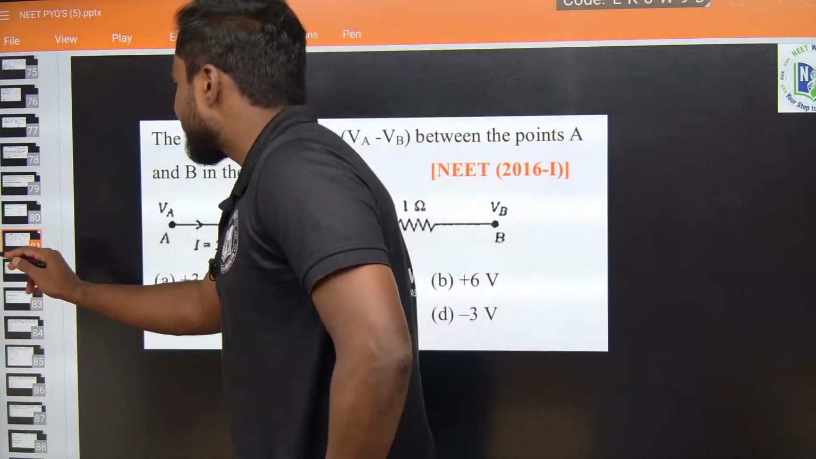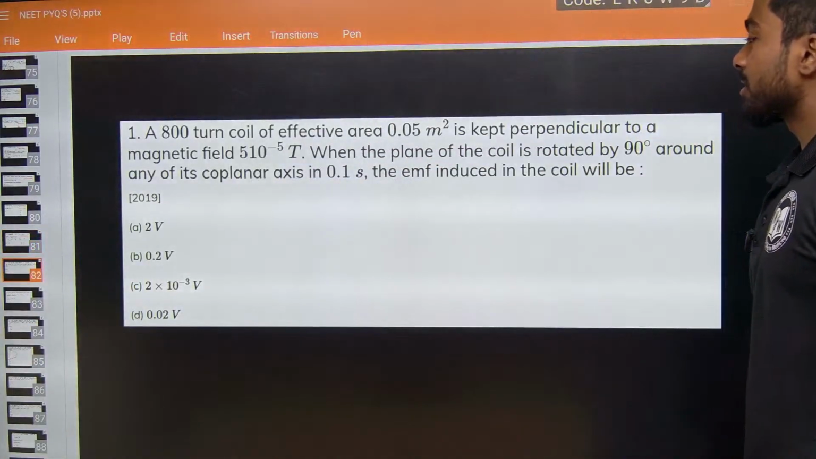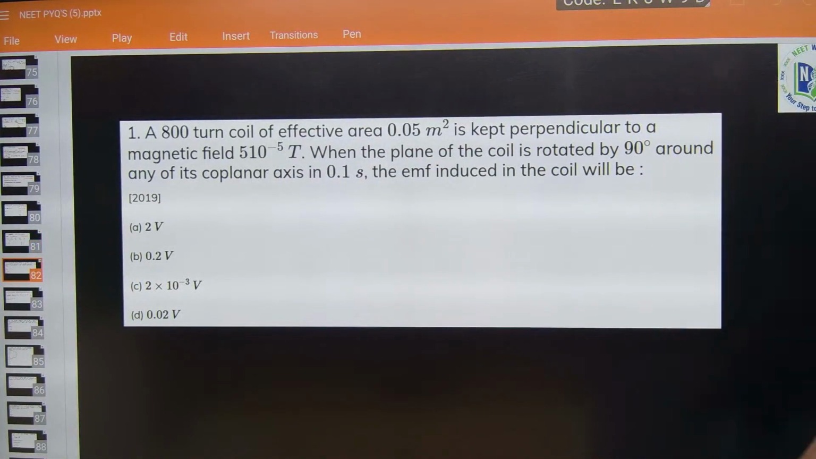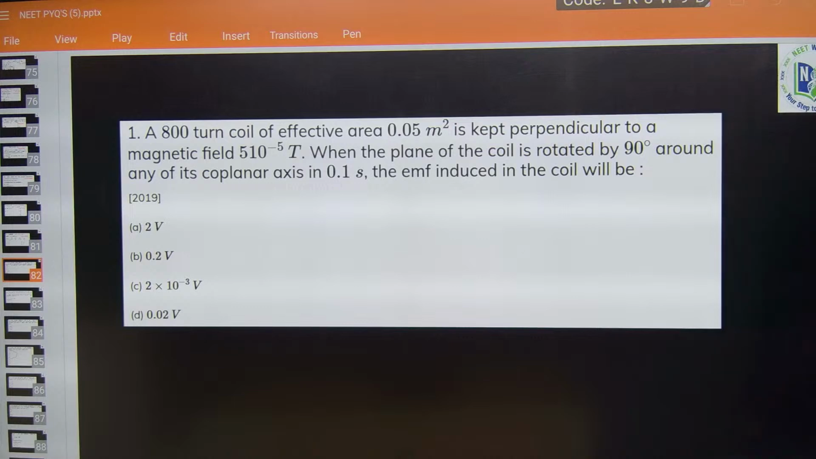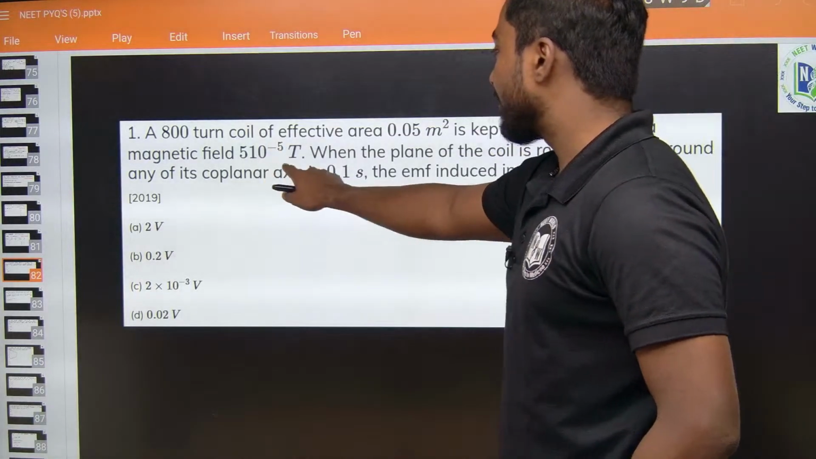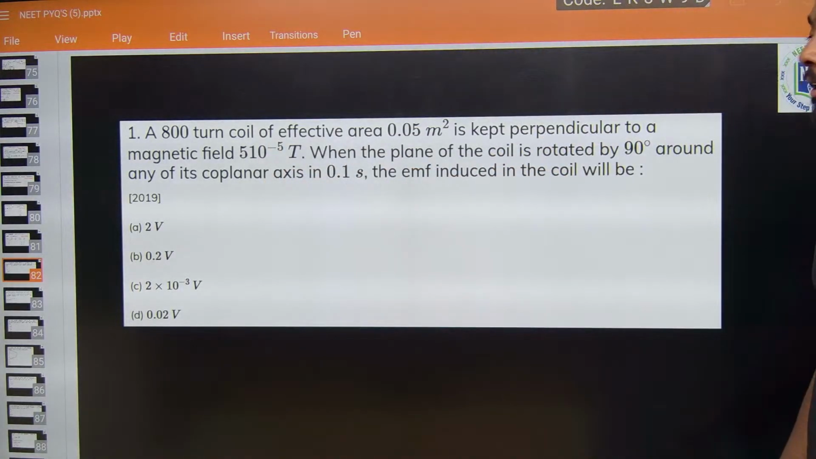So, the next question for today's session: an 800 turn coil of effective area 0.05 meter square is kept perpendicular to the magnetic field 5 into 10 power minus 5 Tesla. When the plane of the coil is rotated 90 degree around any of its coplanar axis in 0.1 seconds, the EMF induced in the coil will be.